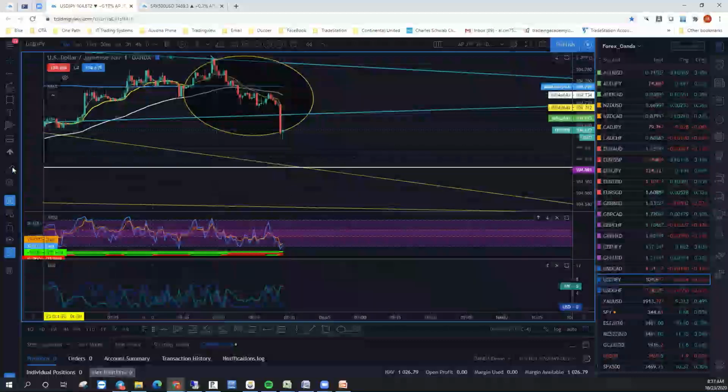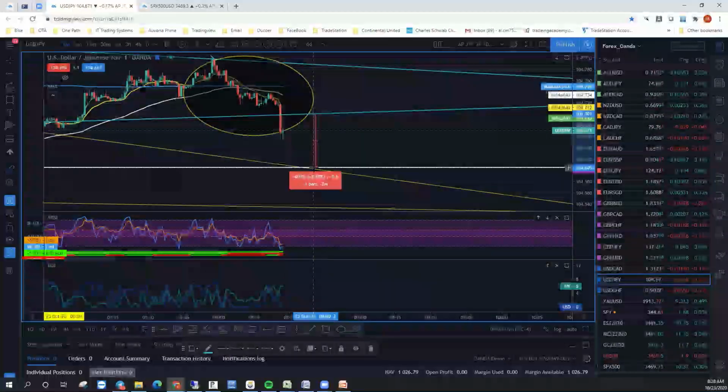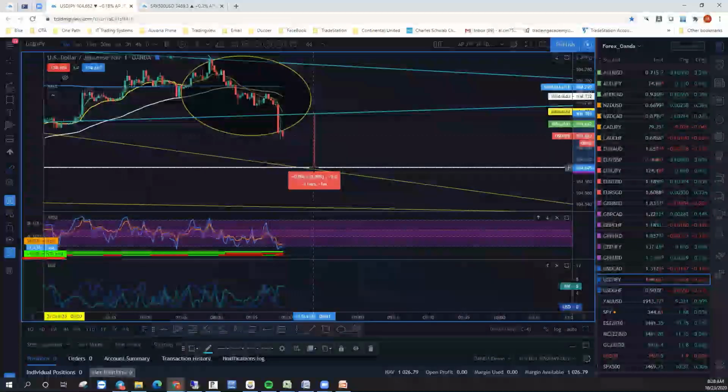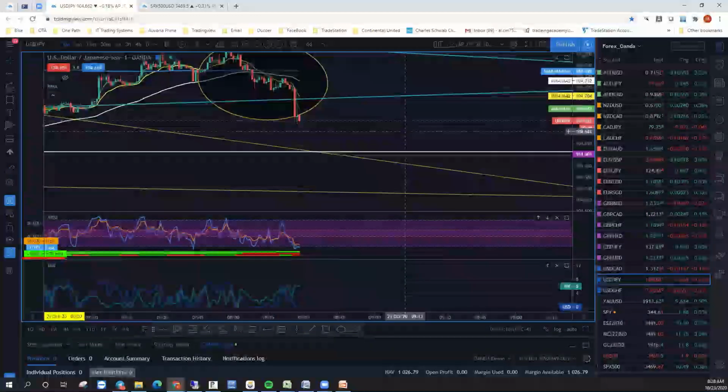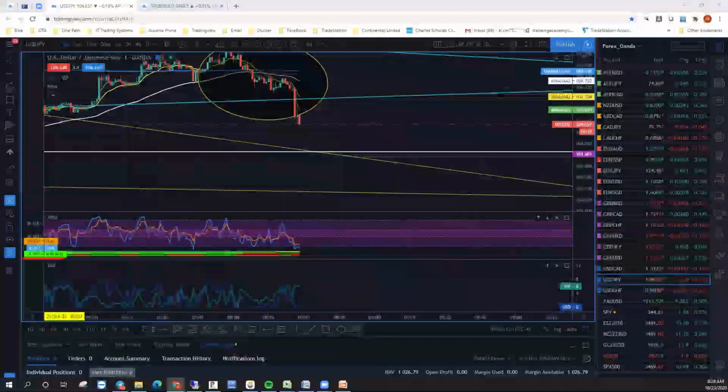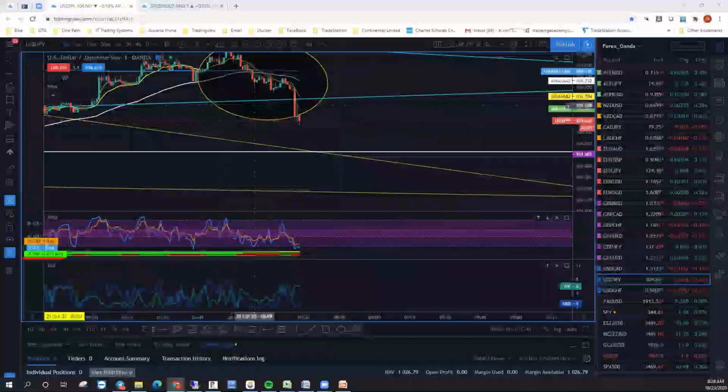Now, the thing we have to be aware of is how much room we have from here to the white line. We've got only 9 pips. It's not going to come back up. We have 9 pips to the white line. Let's see where we go in here. This could be a strong move here. The question is, where's the target going to be?